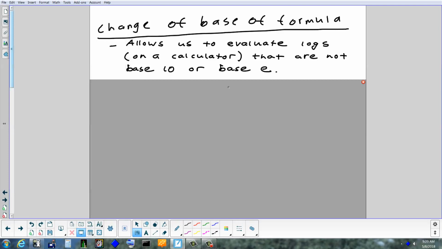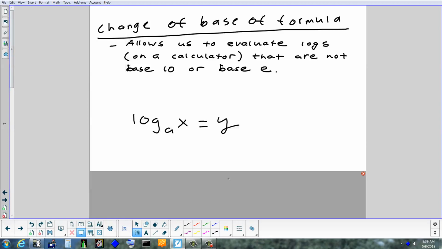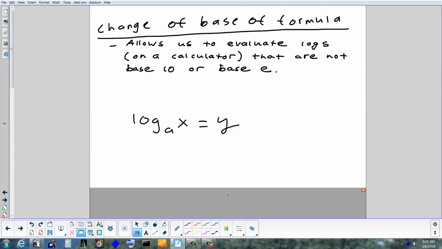All right, so I'm going to go through and show you where the formula comes from to type in other bases. So there's a problem I could ask you to do. Pretend a and x were numbers. Log base 5 of 12. That doesn't fit any of the special patterns I gave you at the beginning of class.